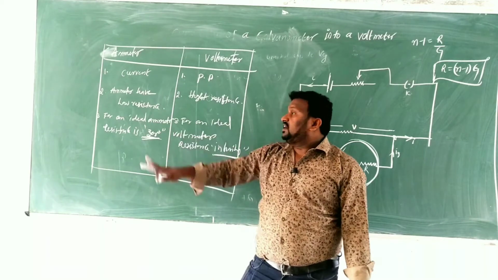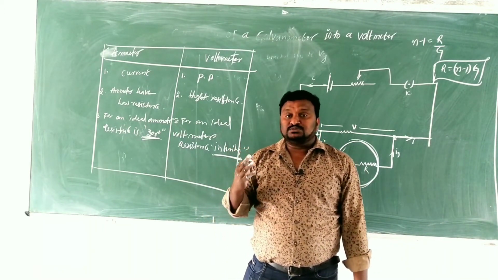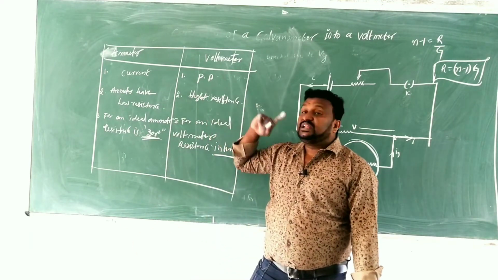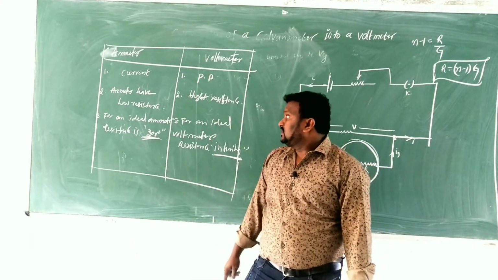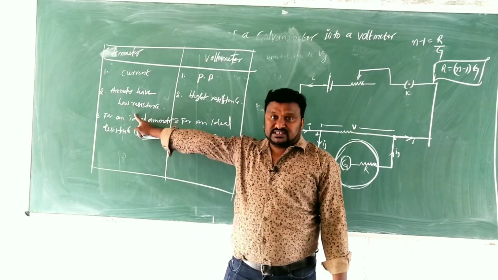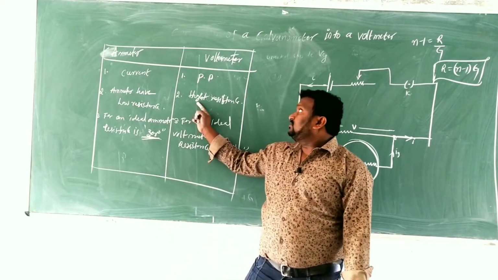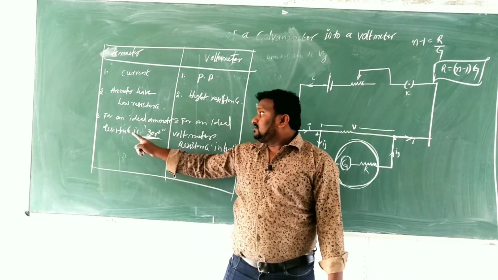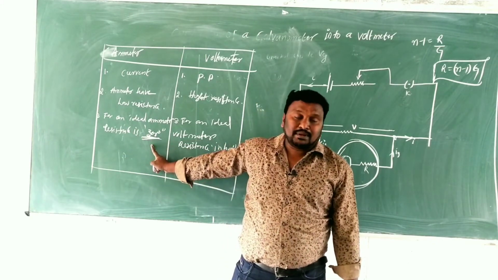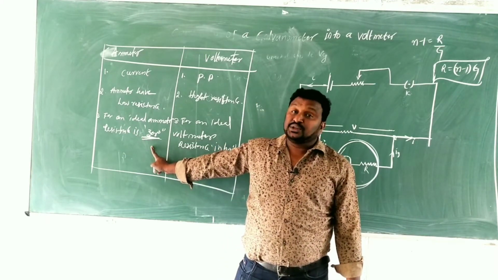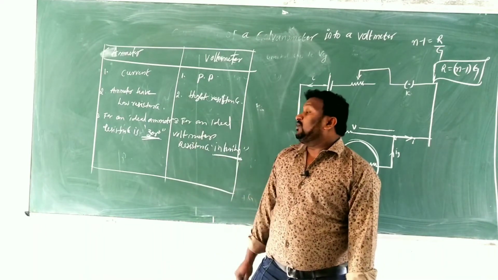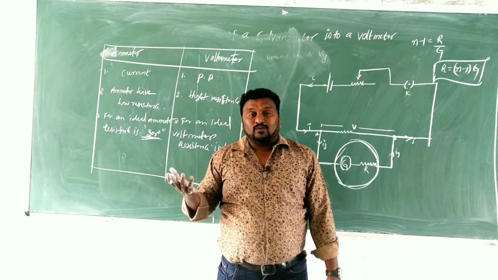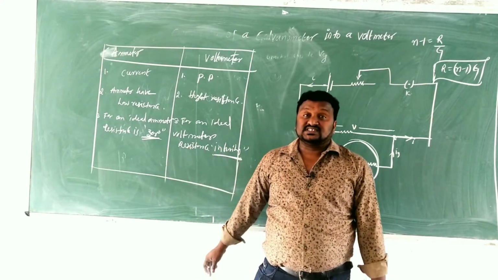Clear? First thing is, ammeter is the device used to measure current, and voltmeter is the device used to measure potential difference. Ammeter must have low resistance, and voltmeter must have high resistance. For an ideal ammeter, resistance is 0, but in practice there is no ammeter with 0 resistance. And for an ideal voltmeter, the resistance is infinity. In practice there is no voltmeter with infinite resistance.